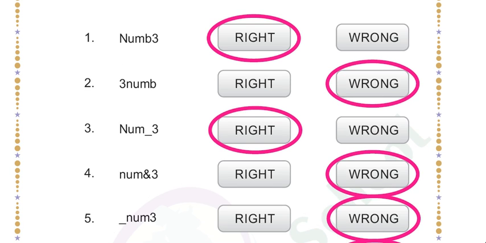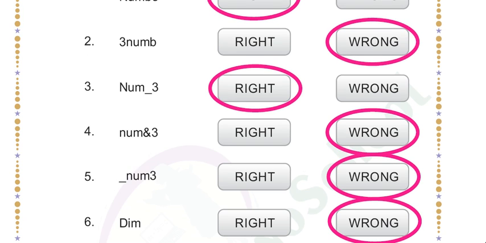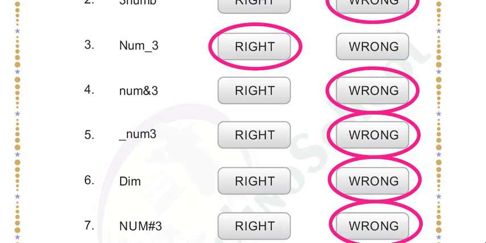Okay, here and is given. Then _num_3, this is also wrong. Sixth one, dim, this is also wrong because it is a keyword. Seventh one, num#3, yes, this is also wrong because hash is given there.